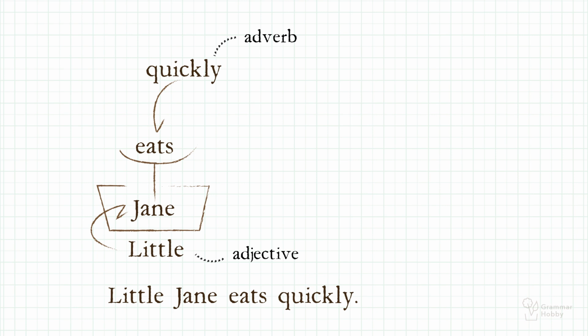In our current sentence, it tells that Jane is not simply Jane. She is little Jane. And she doesn't simply eat, but she eats quickly. The adverb, quickly, connects to the verb, eats. And the adjective, little, connects to the noun, Jane, because these modifiers give more details to those words.